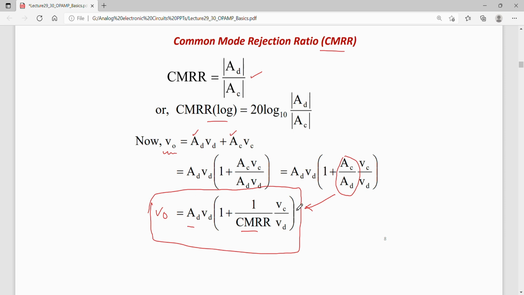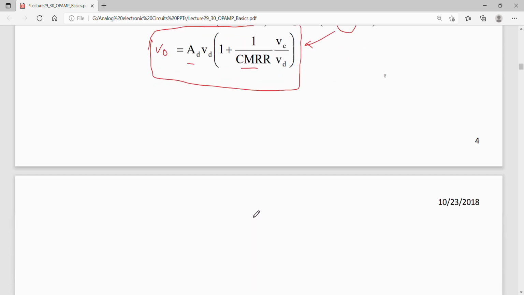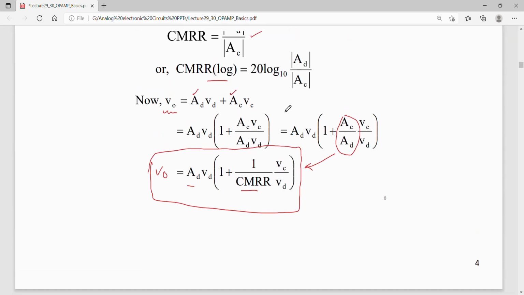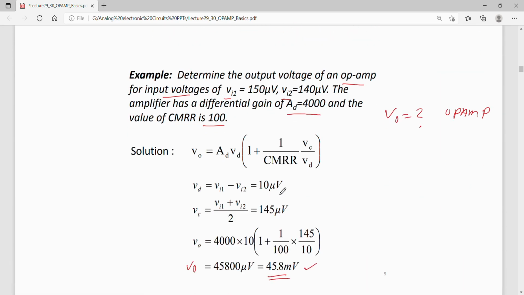Now let us utilize this relation to solve a problem over here. In this problem we have been given an op-amp with input voltages as these, and it has a differential gain of 4000. CMRR is also given to me as 1000, and we are supposed to find out the output voltage of this op-amp. So for finding out the output voltage, I'll simply use the previous equation. So I'll copy this equation here.